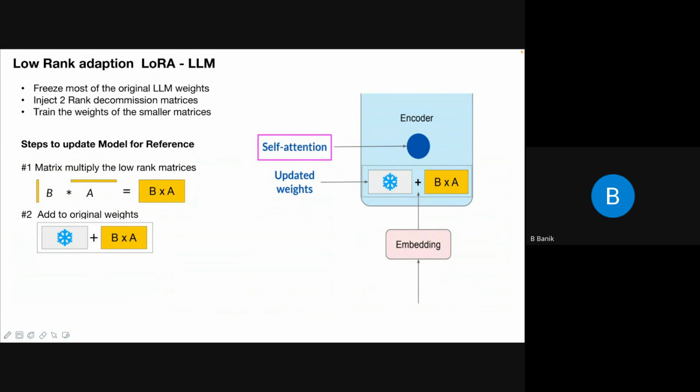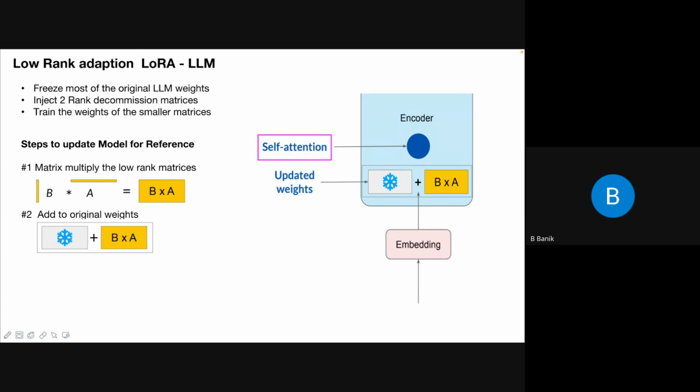Yeah, so if you see that, low rank adaptation, right? Here it will freeze most of the original LLM weights, and it has two low-rank decomposition matrices. Basically, the input prompt is turned into tokens, which are then converted to embedding vectors and passed into our encoder decoder, which we have seen before.